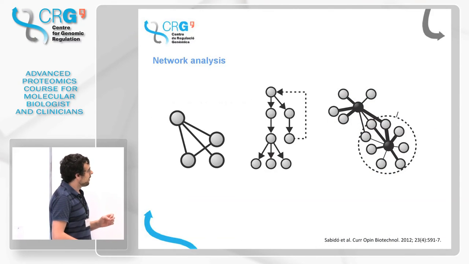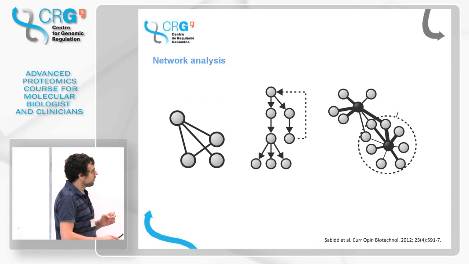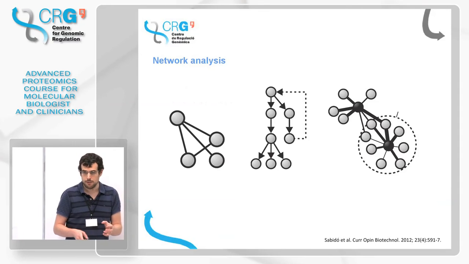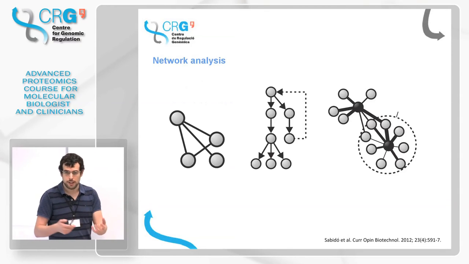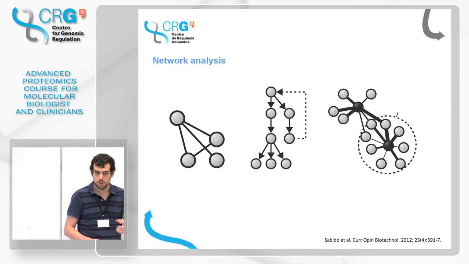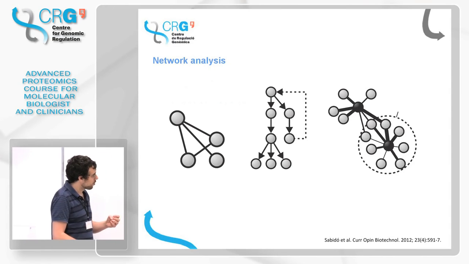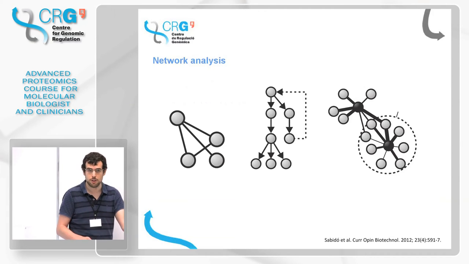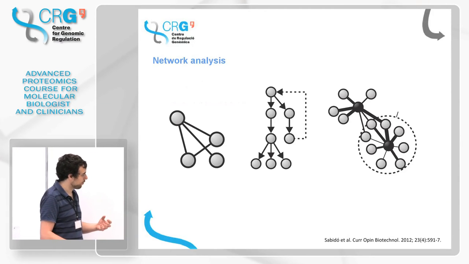And then the last topic is network analysis. As you know, proteins are not isolated in the cell, but they are in contact and interacting with each other. These interactions can be physical, so the proteins bind together to form protein complexes that have a certain function in the cell, or they can be functional interactions. So one protein activates or inhibits the other, for example through phosphorylation, acetylation, or ubiquitinylation, right?